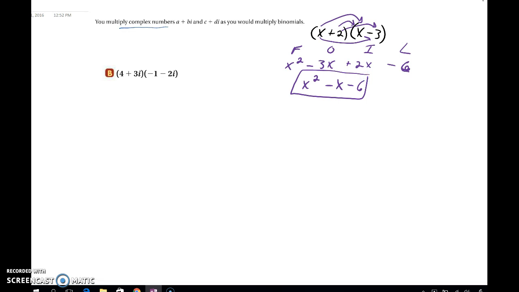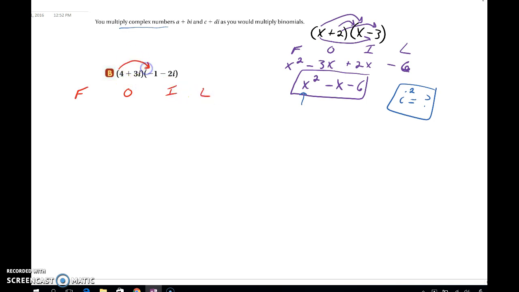The only thing now is we won't have x squared. We'll have i squared. And what does i squared equal to? Right, that's the only difference, is there will be one more step at the end that you will have to do because i squared does equal a number. All right, but when we do this, we do our FOIL method.